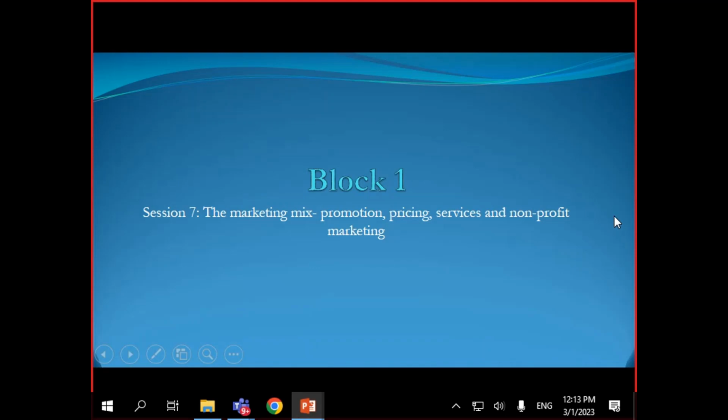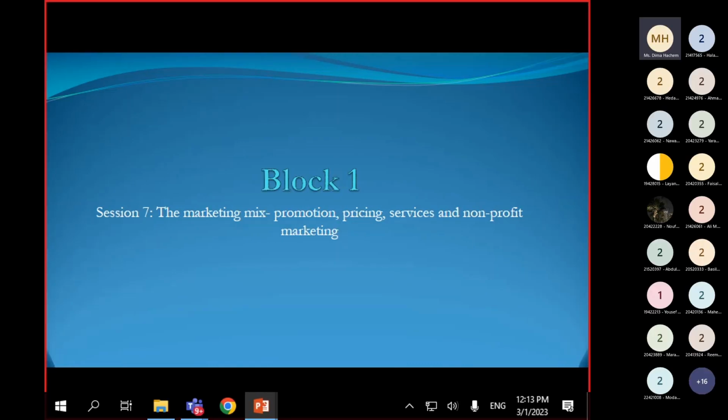B207A, and we are in week 5 right now, and we are still covering block 1. Can anybody remind me what is block 1 about? What's the main title of block 1? Innovation. Absolutely. So we are studying innovation here. We are not only studying innovation by itself, but from the perspective of marketing. This is why we started looking at marketing in this course and from the perspective of innovation.